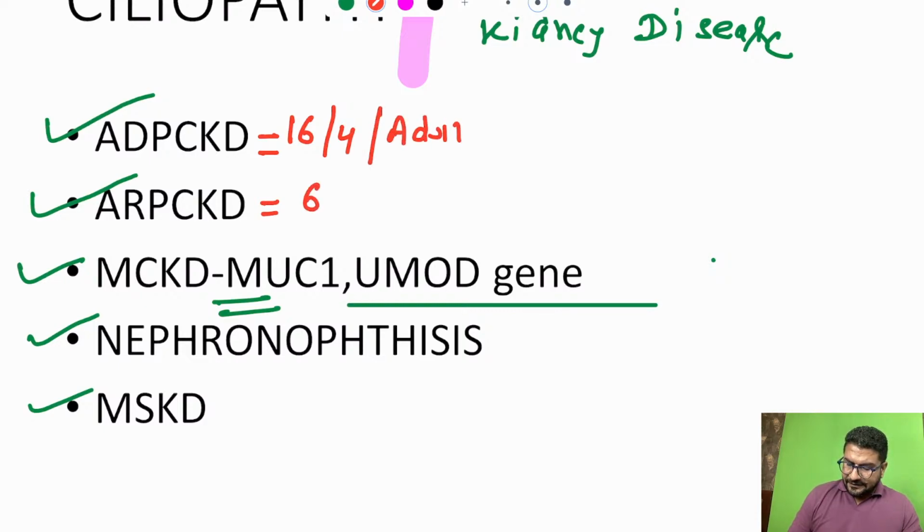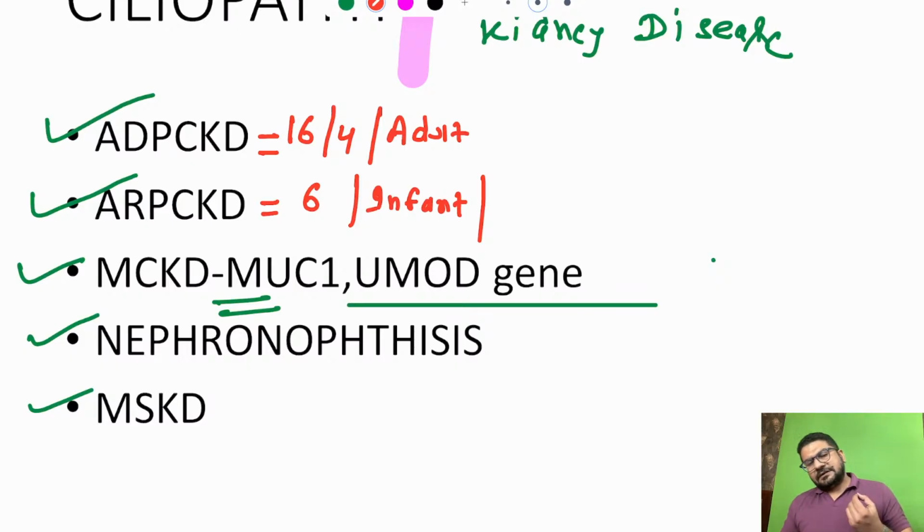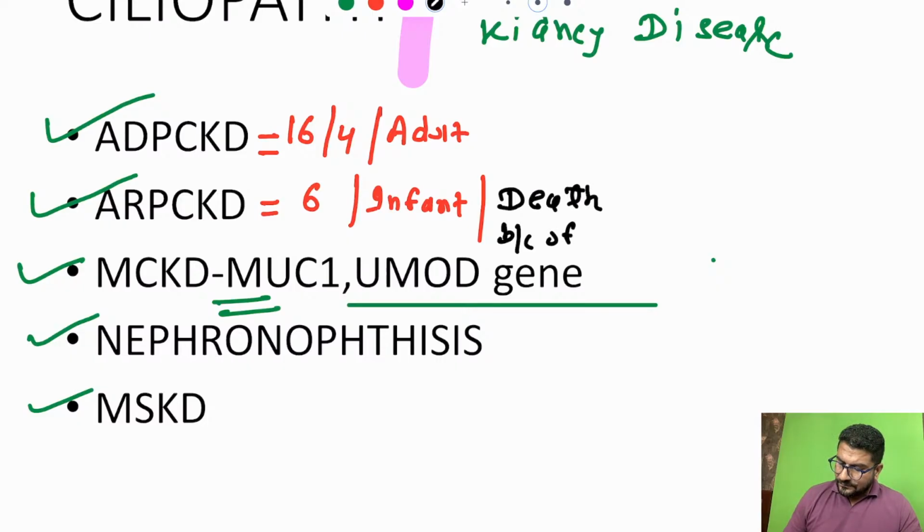ADPCKD is seen in adults. ARPCKD is seen in infants. Infant means death, I can say, occurs within one year. So what we call them, generally death occurs because of lung involvement, pulmonary hypoplasia. So these patients will have death because of pulmonary hypoplasia. Done. And ADPCKD will have variable onset.